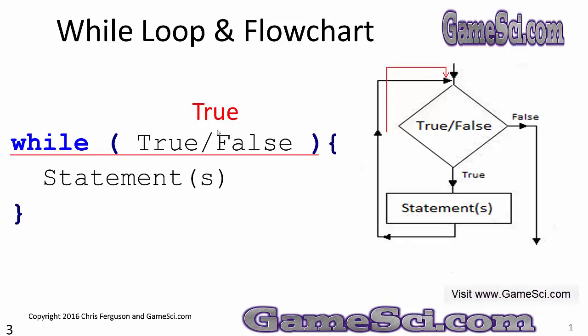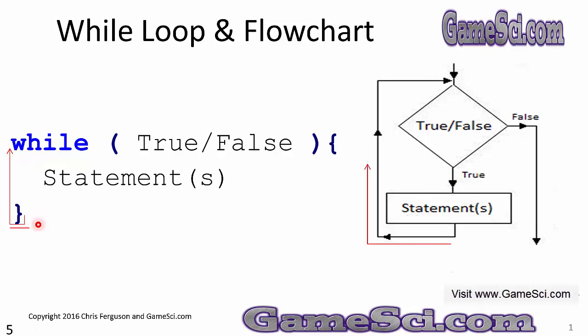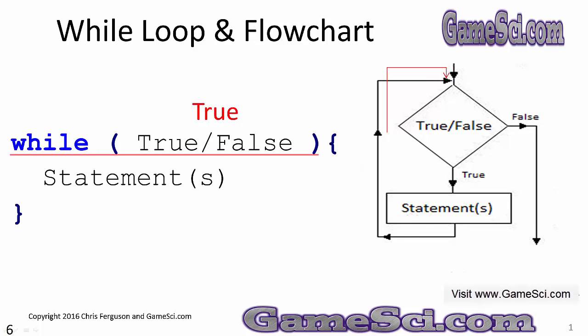I'll hit the true-false statement again. You can see on the flowchart I'm coming back into this true-false statement right there. There you have it. That is a while loop. And while this code is true, I'm going to execute a block of statements. It's true, so I come in and execute the statements. I'm following this path right here. I hit the end of the loop and I spin back up and do it again.